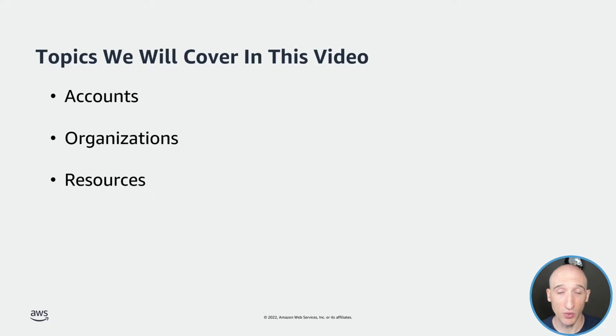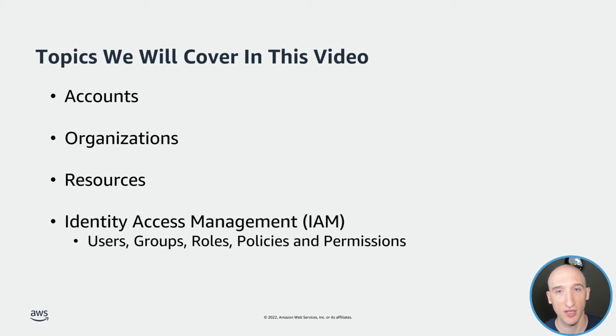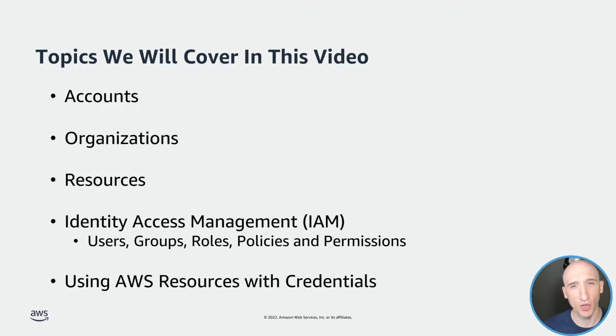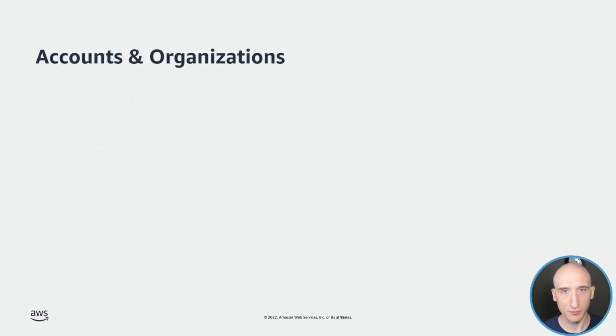We're also going to talk about resources and how resources come into play as we're building out AWS services specific for our applications. We're going to talk about identity access management, or IAM for short, which is the overarching security mechanism that exists inside of AWS to provide really rich experiences for building applications. And finally, we're going to take a look at some code. We're going to be using AWS resources with all the different credentials options available to us as .NET developers.